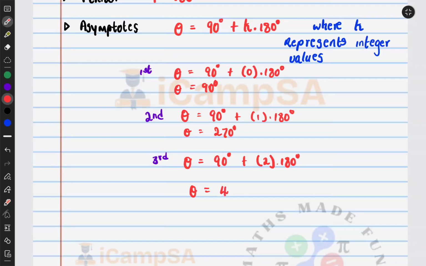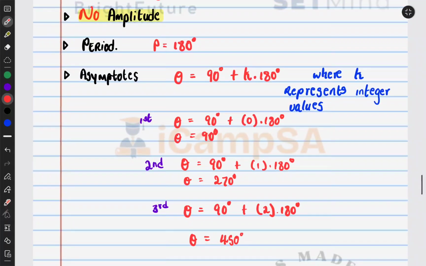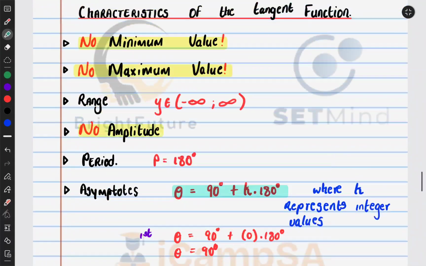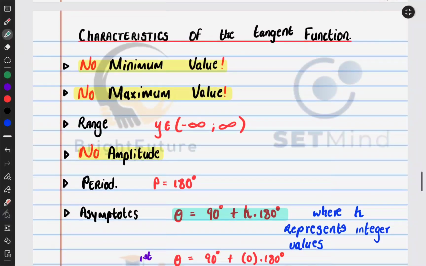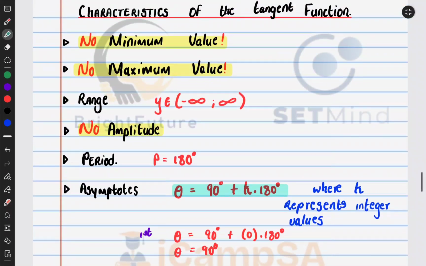Yes, it will be at 450 degrees. That will be the third asymptote. So here, what you have is the equation of the asymptote. So those are the basic characteristics of the tangent function.